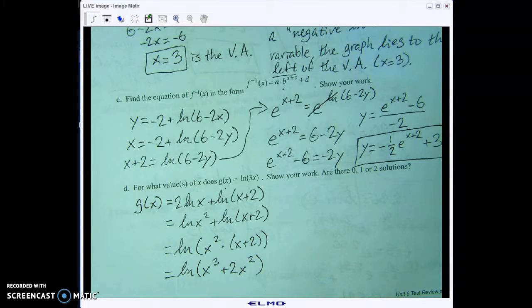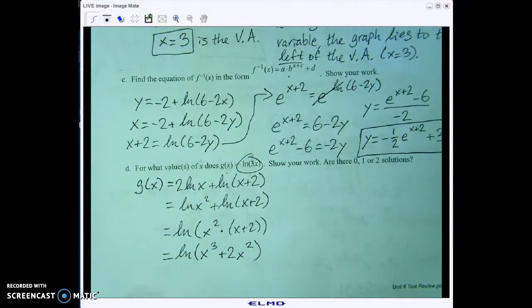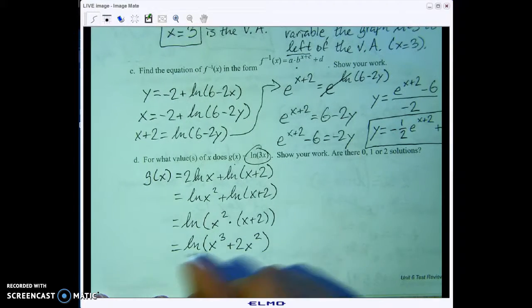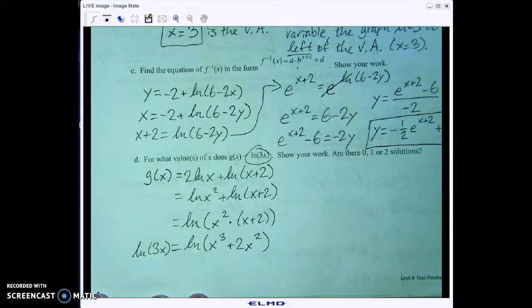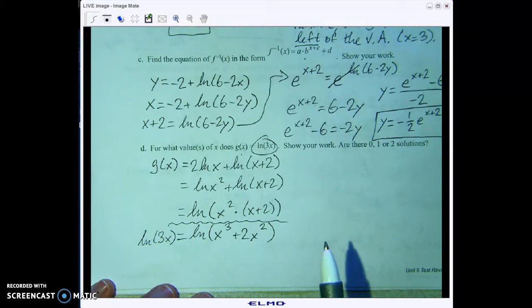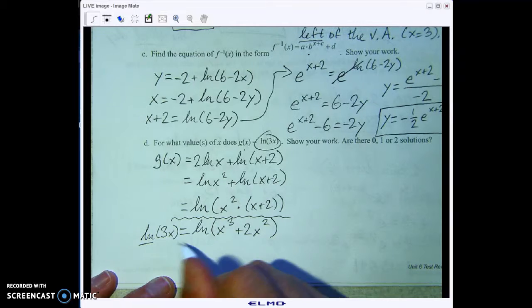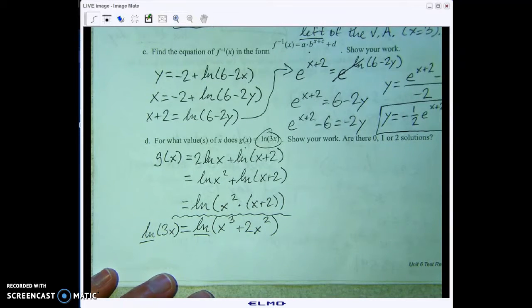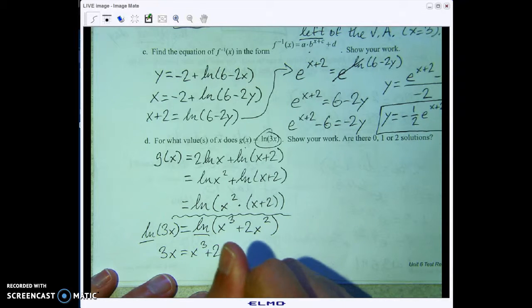Right? And the question is, when is the natural log of 3x going to be equal to the natural log of x cubed plus 2x squared? So I'm going to put the natural log of 3x right there on the left. Okay, I'm breaking this up now. We're looking at the next part. So when is the natural log of 3x equal to the natural log of x cubed plus 2x squared? Well, because there's a natural log on both sides of this equation now, I can just take 3x and set it equal to x cubed plus 2x squared.